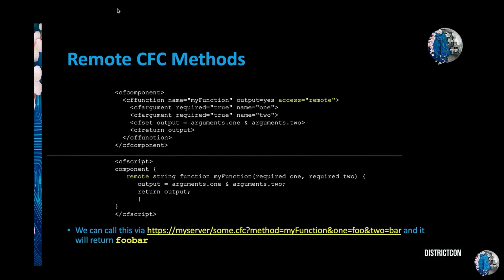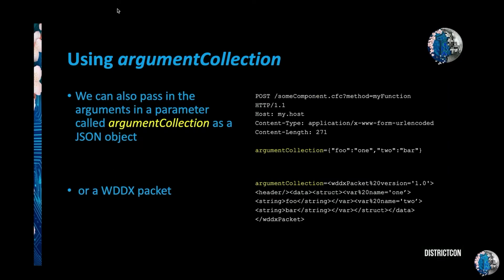This could be passed in through form data or any other user source too, but again, called via a URL. In addition, besides calling function arguments individually from a URL, there's also a special variable called argumentCollection that can contain all the variables passed to a single function. This can be passed in as either a JSON object or a WDDX packet, which is an XML-like data structure. So here, instead of individually passing in foo and bar, we pass in one single JSON object, for example.